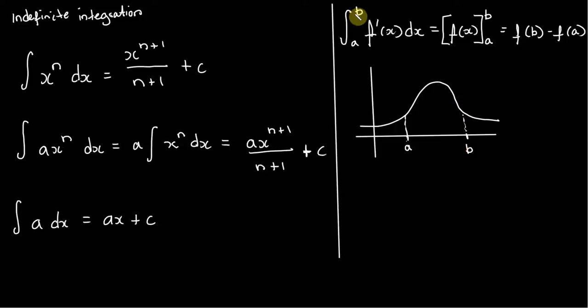Another way to state it is that this is where x equals A, and this is where x equals B. So here, x equals A, x equals B. And what we're doing, in this case, is finding the area under the curve between A and B. That's what this all means, basically.